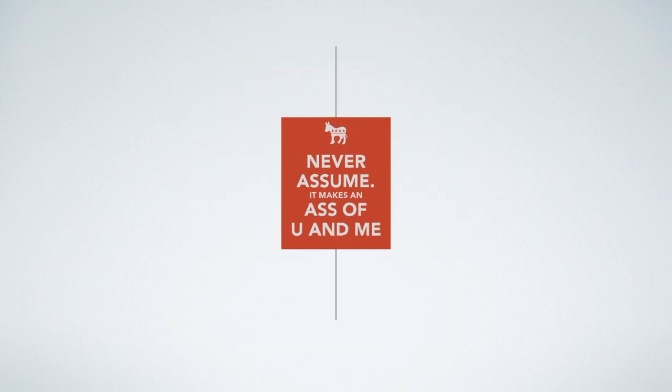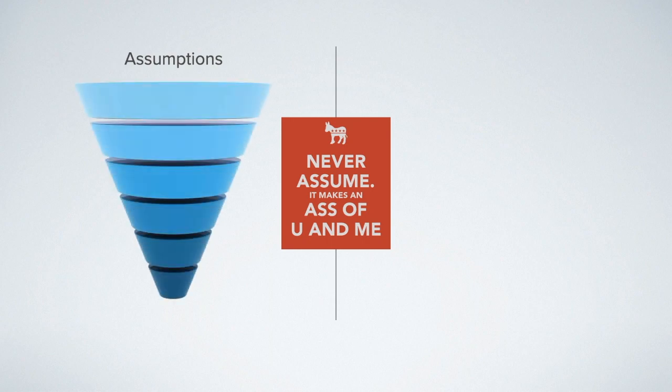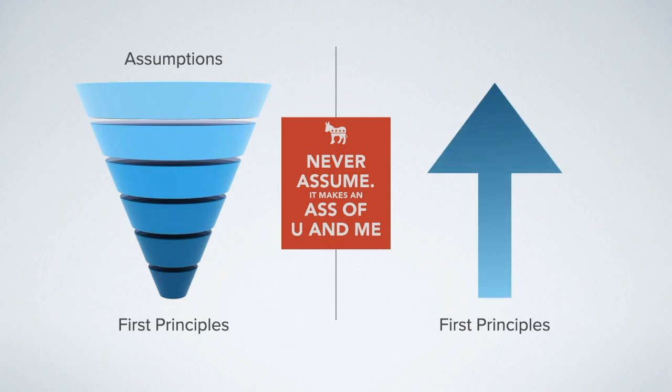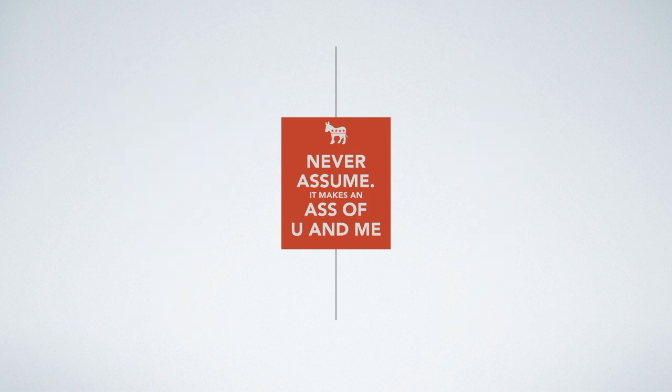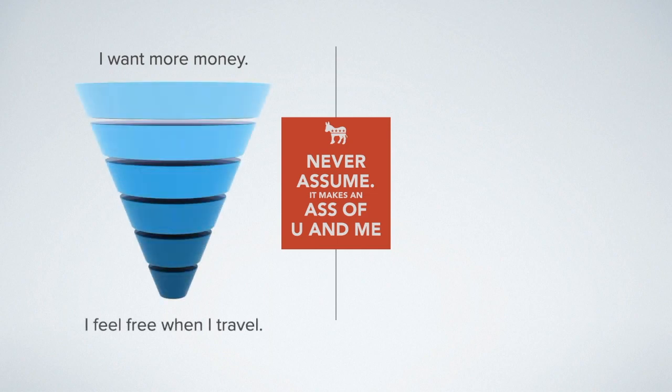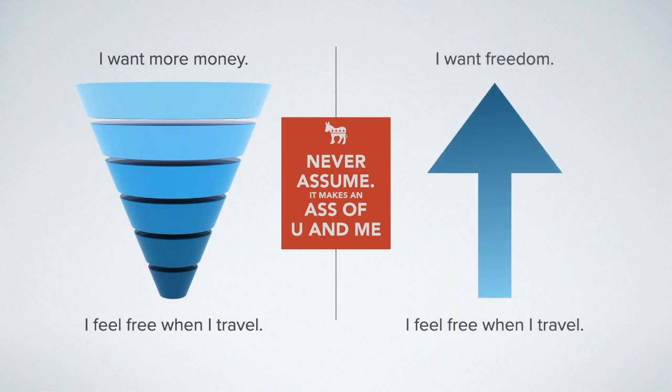Okay, so it's like this. We have assumptions about certain things, then we drill them down to its most fundamental truth, aka first principles. And then we have these first principles. And from there, we form our own deduction. So let's say earlier, we had the assumption that I want more money. I drilled it down to I feel free when I travel. That's what I really mean when I say I want more money. And from that, we can deduce that what I really want is freedom and not more money. That's how we deduce from the first principles.